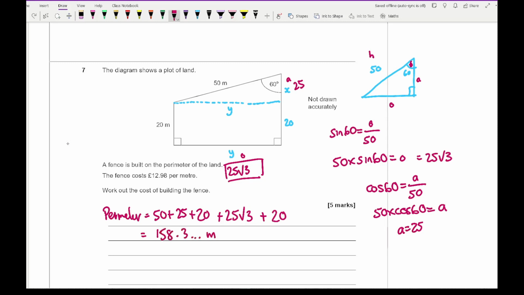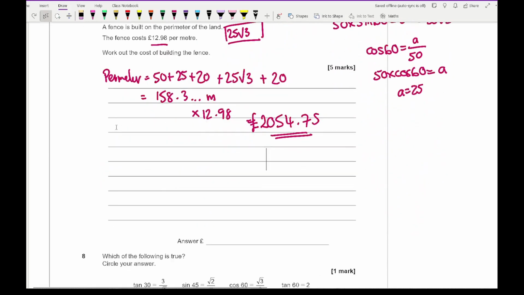and that's in metres. Now I then need to work out the cost of the fence, so I'm going to need about 159. So if I then multiply that by 12.98, I end up with an answer of £2054.75. And there is my final answer.